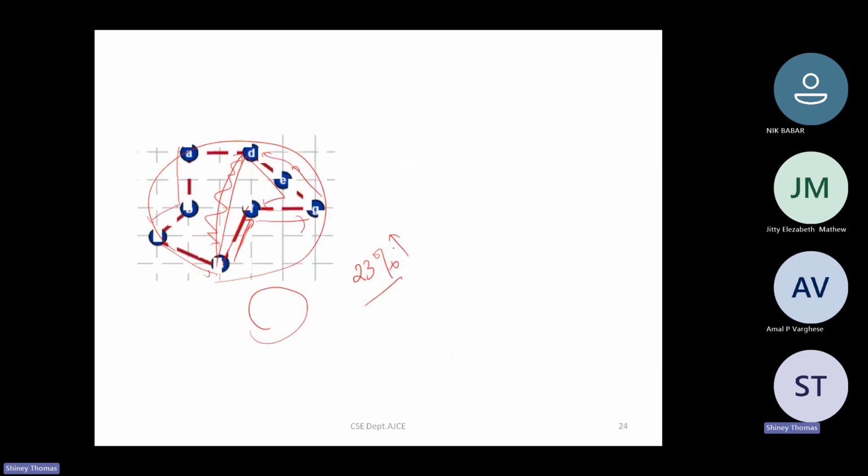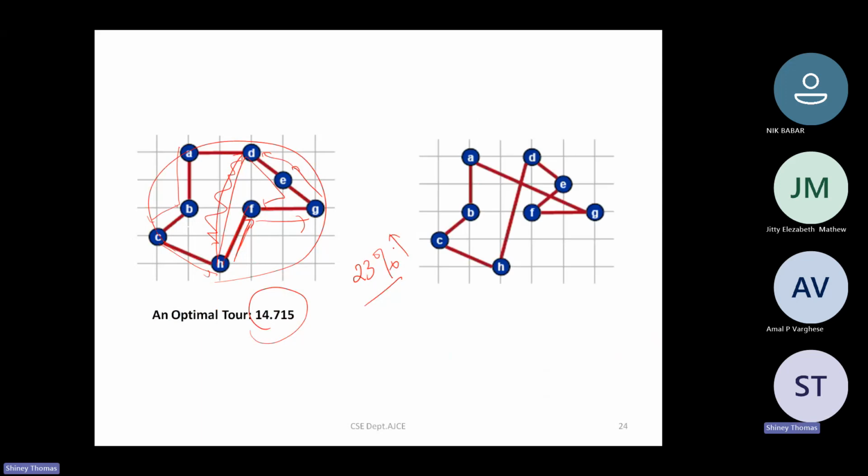Okay, that is the near optimal solution. Now the TSP optimal solution is actually this. This is the correct answer. So you can say the optimal solution is 14.715, which is 23% lesser than the other one. Okay. And this is the Hamiltonian cycle. Is it okay?